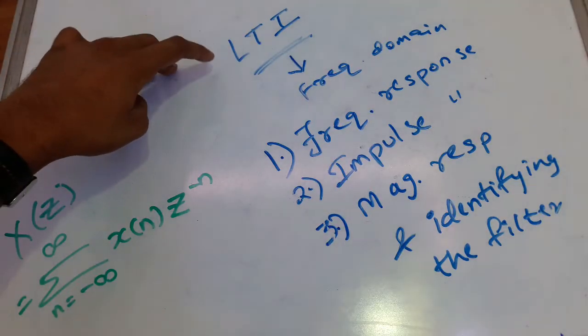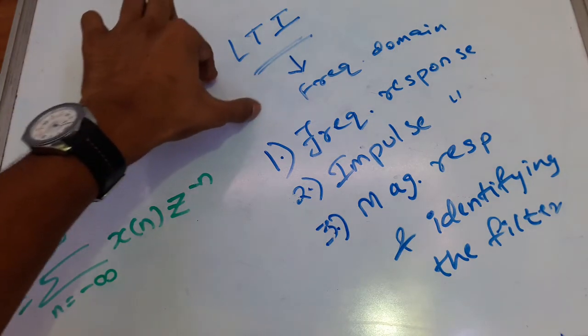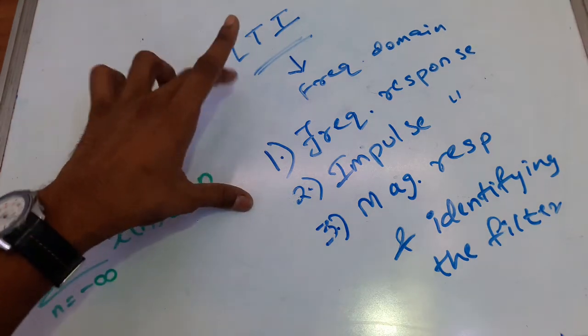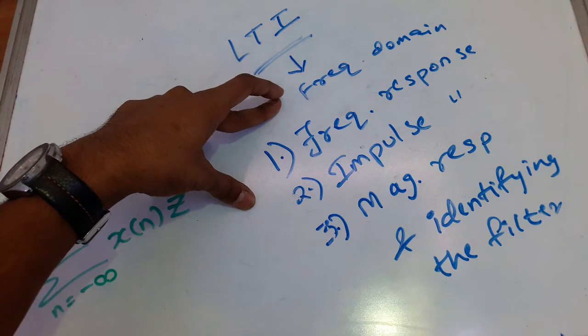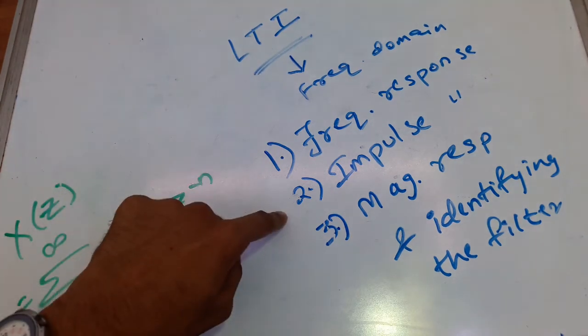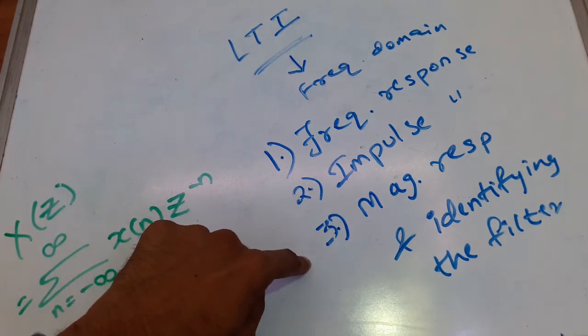For the first topic today, we will begin with the LTI system. These are the steps that we have to perform according to the questions asked. We will first convert the LTI into frequency domain, and then we'll find the frequency response of the system, impulse response, and then finally magnitude response, and then identify the filter.